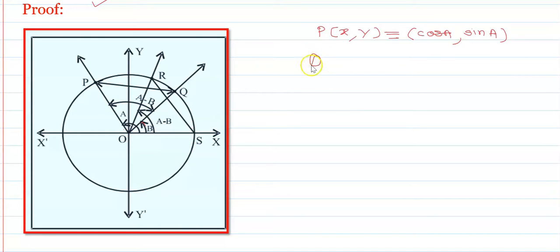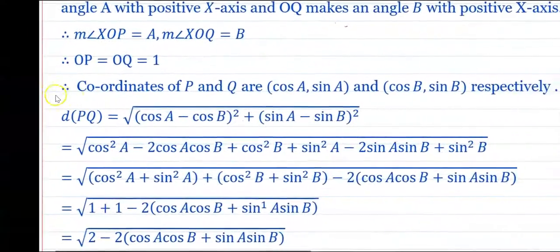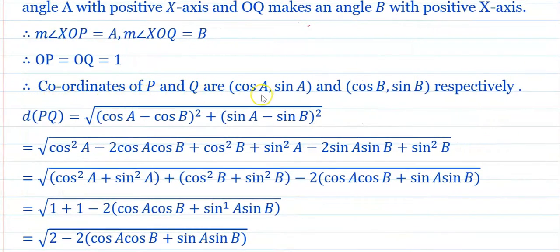And next, the coordinates of Q. या Q चे coordinates किती तर ते देखील x, y इथे दिलेले आहेत आपण. And we treat them as the coordinates of Q. As OQ makes an angle B in a positive direction of the x-axis, therefore the coordinates are cos of B, comma, sin of B. These are the coordinates of the point Q. Next, see this here. Coordinates of the point P are cos A, sin A, and Q are cos B, sin B respectively.